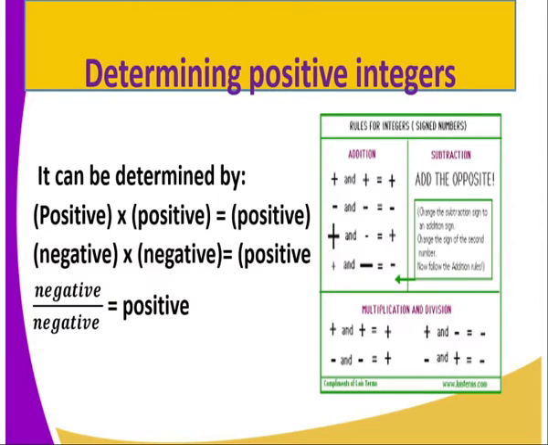We can look at how to determine positive integers. When you multiply a positive sign by a positive sign, you get a positive sign. A negative sign multiplied by a negative sign equals a positive sign. A negative sign divided by a negative sign, you get a positive sign. So these are the three ways to determine positive integers. When you add a positive to a positive, you also get a positive. A negative and a negative, you get a negative.